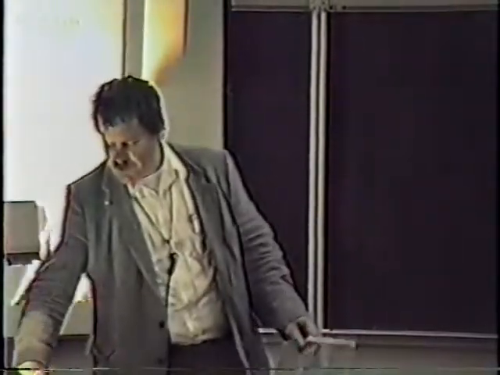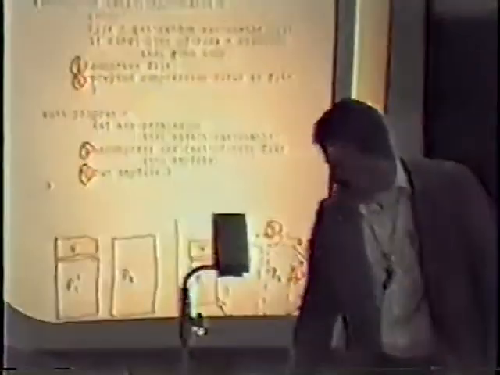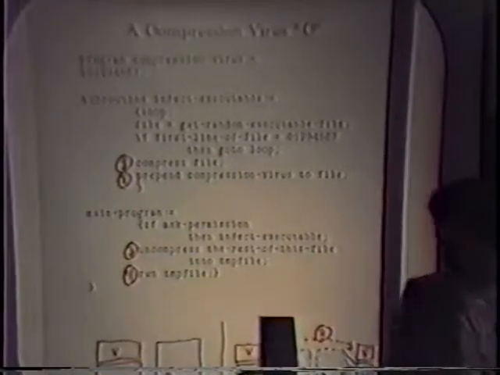I don't want you to go home thinking that all viruses are evil. There are good viruses. I've seen one. Well, at least it could be good. This is the compression virus. I call it a good one. Actually, it's a very evil one in another way. The compression virus is just like the other virus. Well, the picture is easier to understand than the words.